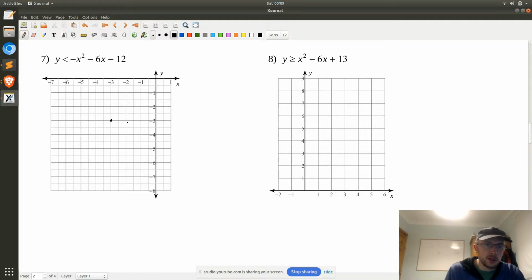Right. Now what? Put in minus 2. Minus 4 plus 12 creates 8. And 8 minus 12 is minus 4. So there, and I'll plug in minus 1. Okay, so minus 1 plus 6, that's 5. 5 minus 12 is minus 7. And that seals the deal.